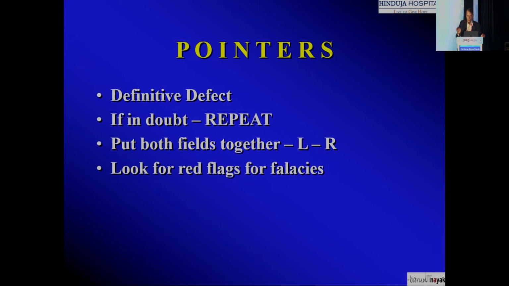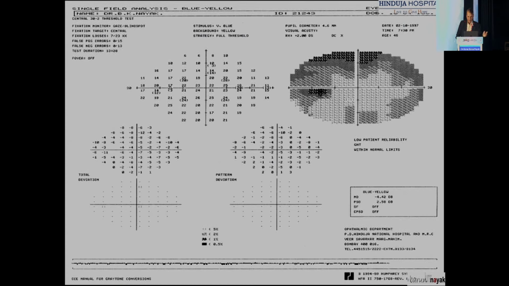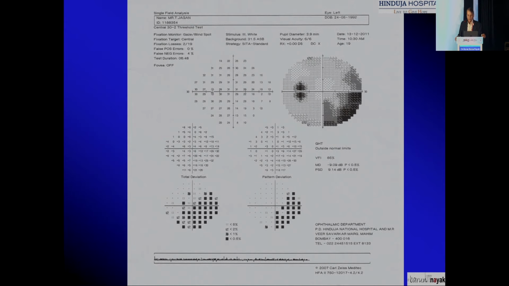Now, both fields should also be put together, as I told you, to identify hemianopic defects, and look for red flags for fallacy, which I showed you just now. These days blue and yellow perimetry is not done much, but about 10 years back it was very popular for early glaucoma, or to detect pre-perimetric glaucoma. Here, if you look at the gray scale, it looks really defective. But it is not, because the sensitivity of blue and yellow perimetry, the decibel value, will be less. So it is not abnormal, and the step-back analysis shows there is no abnormality.